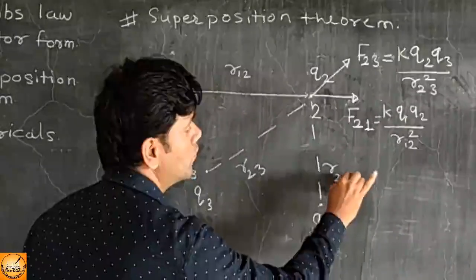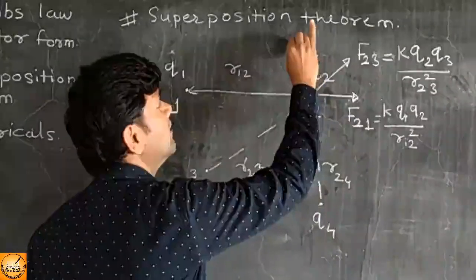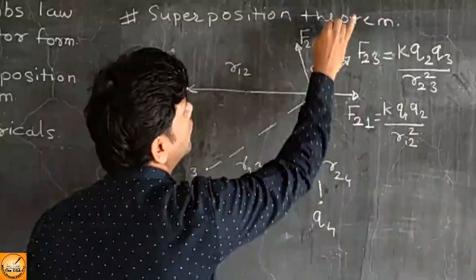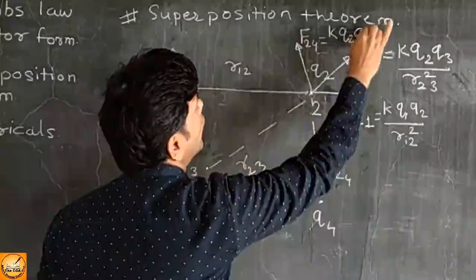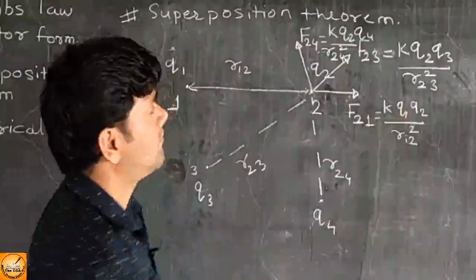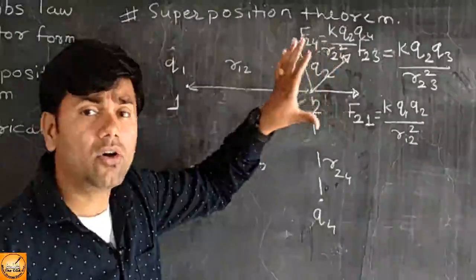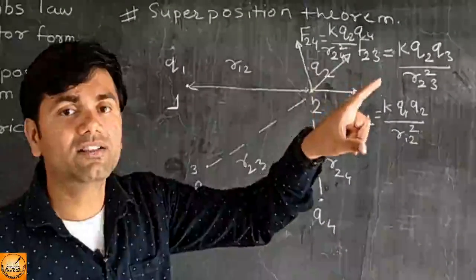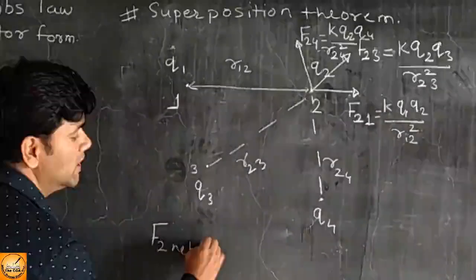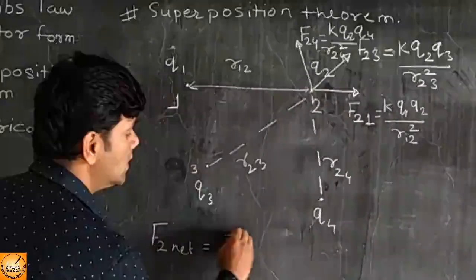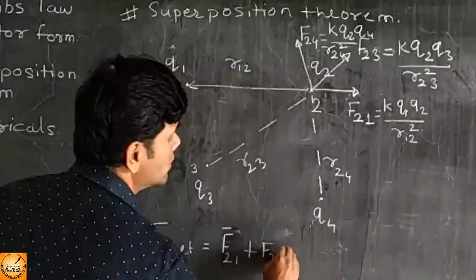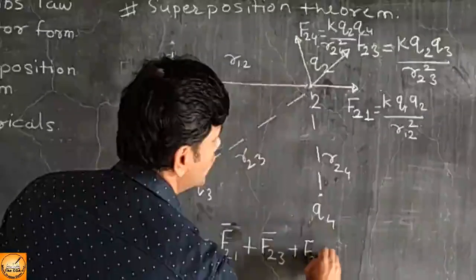If the distance is R24, the force would act along this line, and the force on 2 due to 4 would be equal to K Q2 Q4 divided by R24 square, right? So if I want to consider the net force on 2, that will be the vector addition of all the forces: force on 2 due to 1 plus force on 2 due to 3 plus force on 2 due to 4.